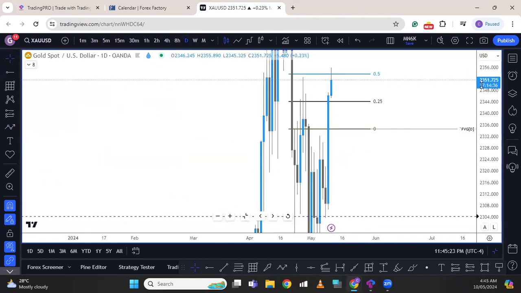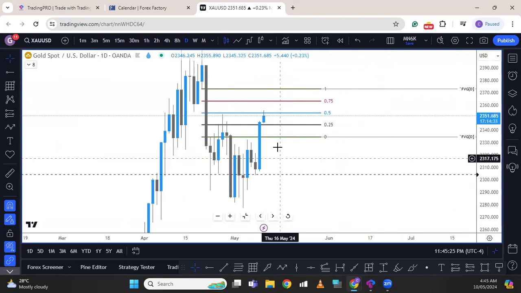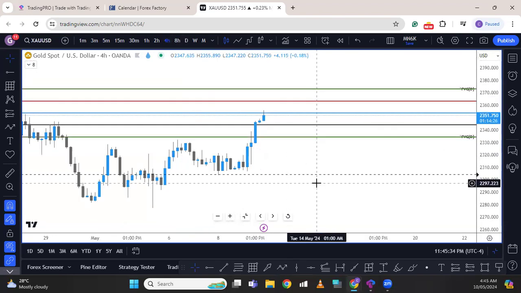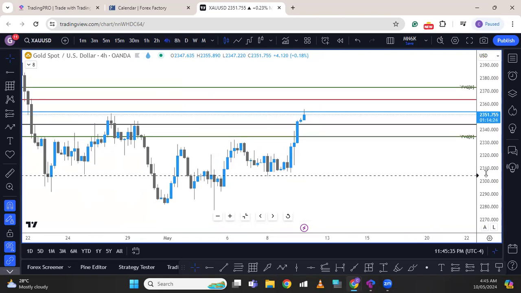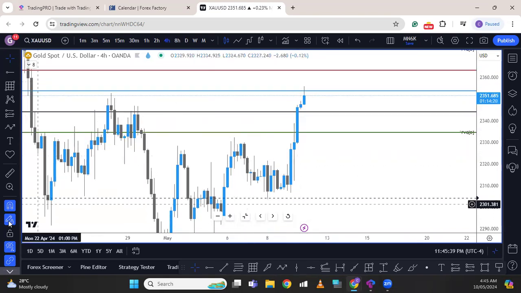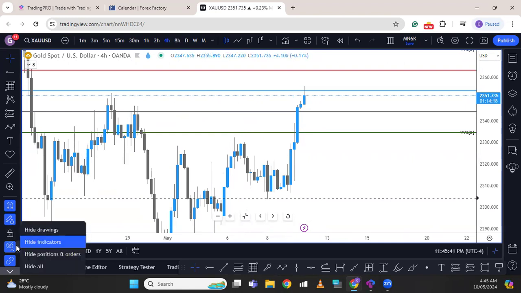Start off from the daily. Price is now at the consequent encroachment of the daily fair value gap, but it's still bullish. It's still very, very bullish. Price has broken out of a range. Let me pull back my drawings.